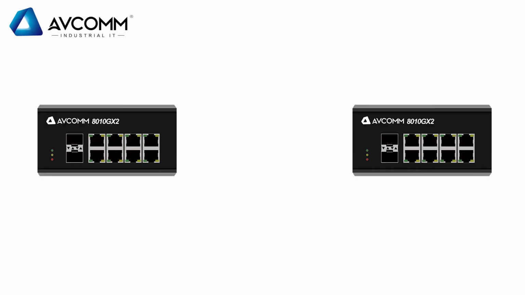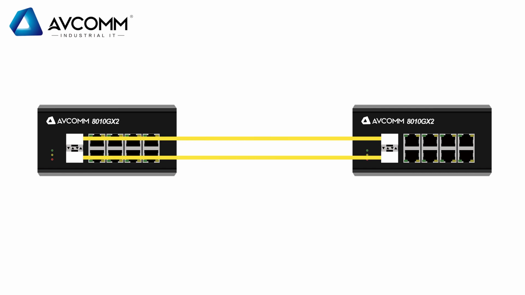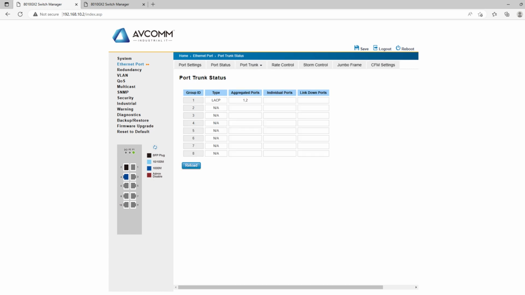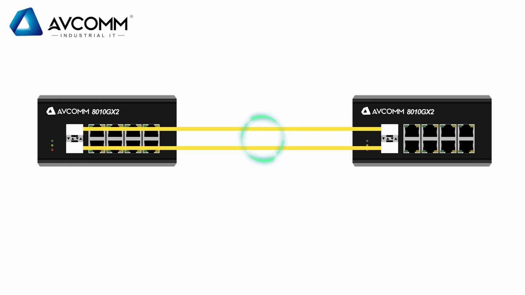After the device is configured, insert an optical fiber into the optical port and connect the devices to each other. Return to the browser device settings screen, click Port Trunk, then click Port Trunk Status. When 1 and 2 are displayed under the Aggregated Ports option, the link aggregation function of port 1 and port 2 is successfully enabled.